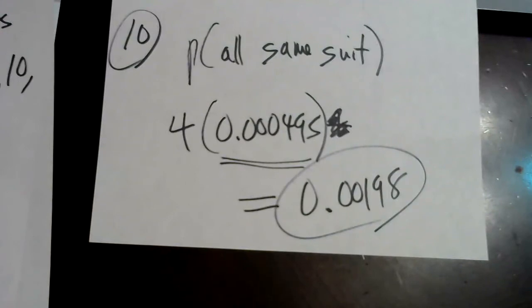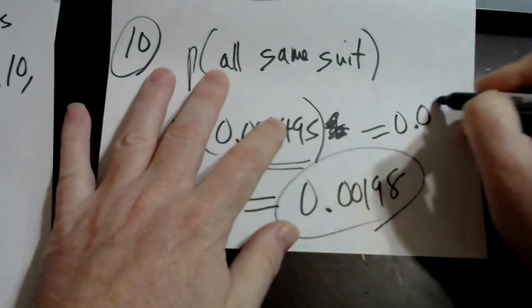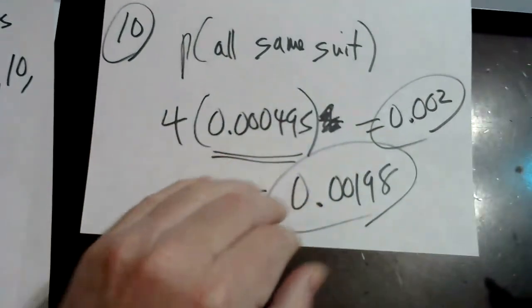Now, I don't know how they want you to round this. They're probably going to tell you in the computer how to round it. But we could also round it to 3 places. And if we did, it would be 0.002.